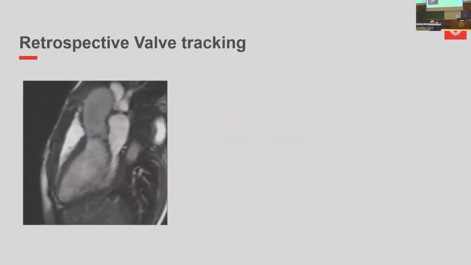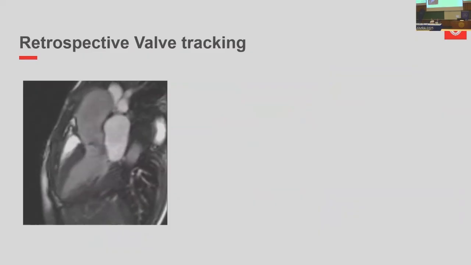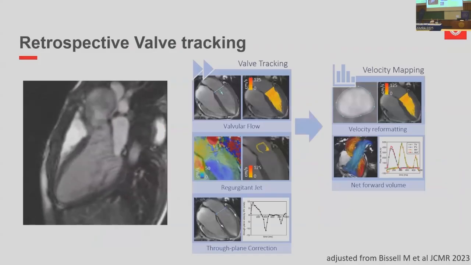As you can see in this video, heart valves can move quite a bit up and down. This makes quantification of flow in a static 2D plane challenging. Some 4D flow post-processing software solutions offer retrospective valve tracking utilizing the 2D cine images, and this leads to higher quality measurements.